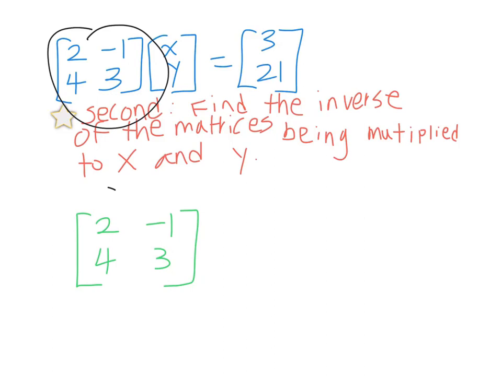Okay, so we have to find the inverse. First, we swap 3 and 2, so it'll be 3 and then 2. And then you change the sign of negative 1, which will be 1, and you change the sign of 4, which will be negative 4.